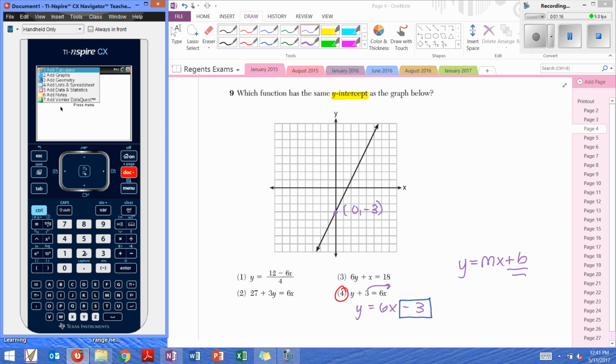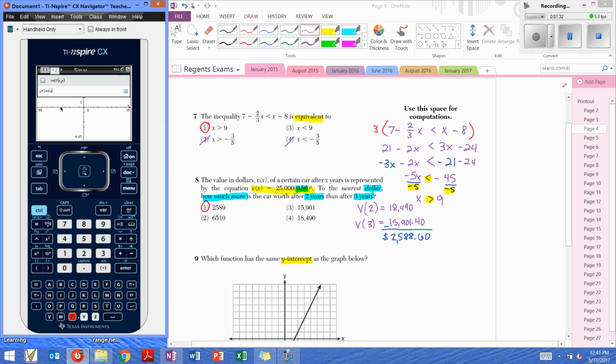I'm just going to add a new page. And then I'm going to have to graph number 2 and change this to relation mode. Actually, let's just pick answer choice 4. I think you get the hang of it, to see by proving why this one is right. So if you hit enter, you can see that yes, in fact, the y-intercept is at -3.